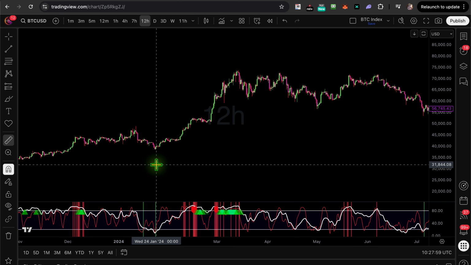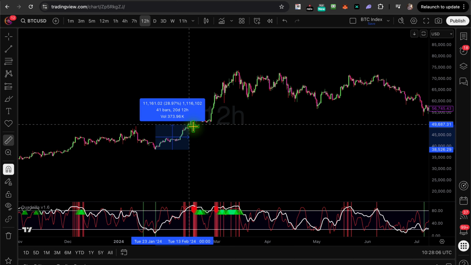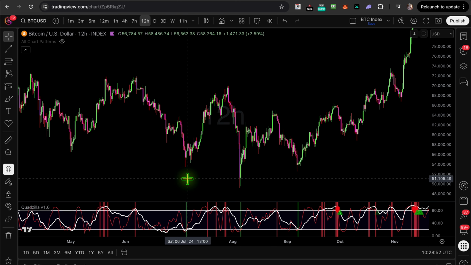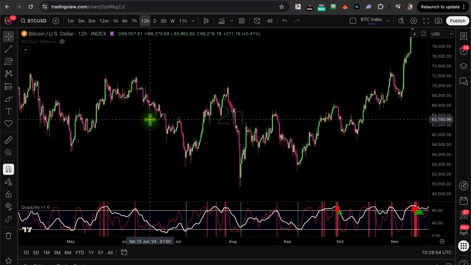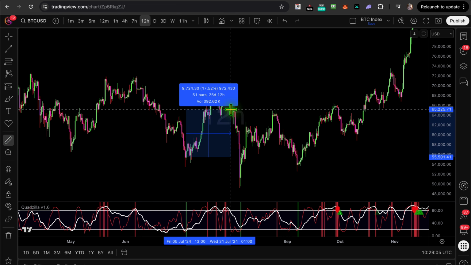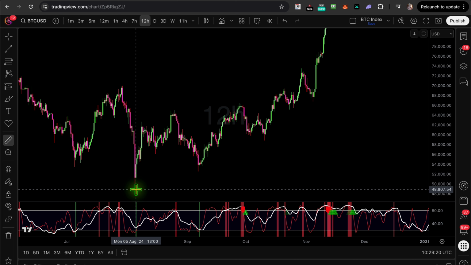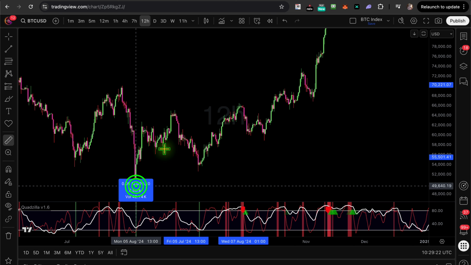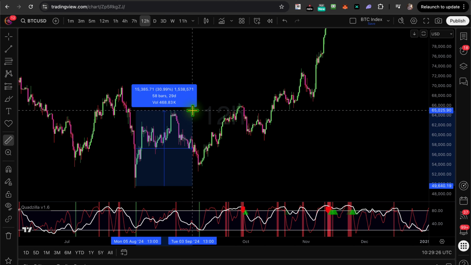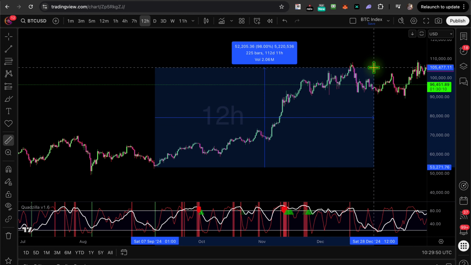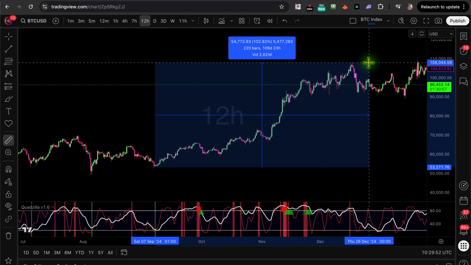The next one here was on the 23rd of January. From there to the high, we went up 91%. That's pretty good. This one here on the 6th of July, 2024, we went up 26% to the next high. This one on the 5th of August 2024, to the next high we went up 30%. This one looks juicy. This was the 7th of September 2024, and to the next high we went up 102%.